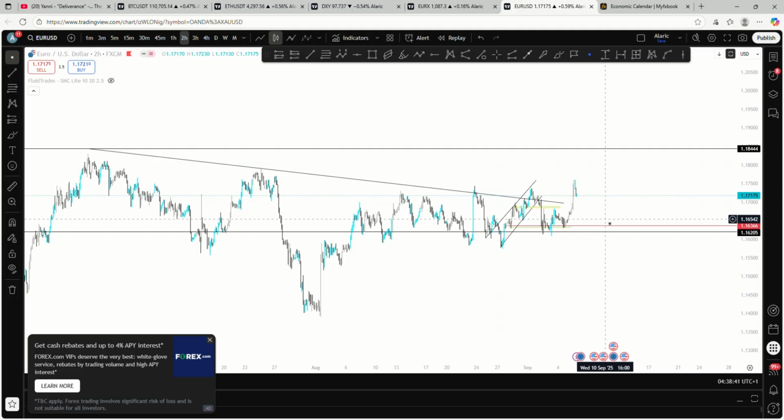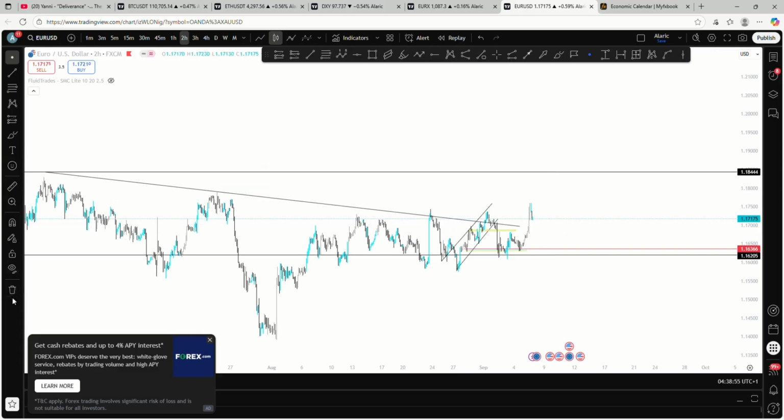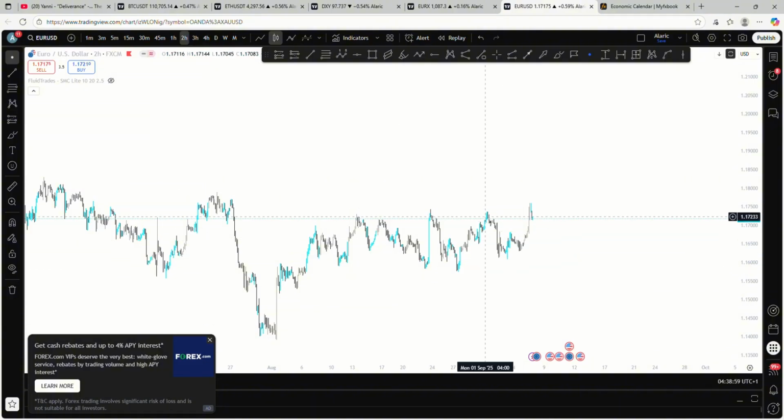Now Euro USD is just a chart of two currencies. One will buy one, while the other one will sell the other one. That means if you say you are buying Euro USD, if you are buying this currency now, what you are indirectly saying is that Euro will be stronger than USD. You understand? You are buying Euro against USD.